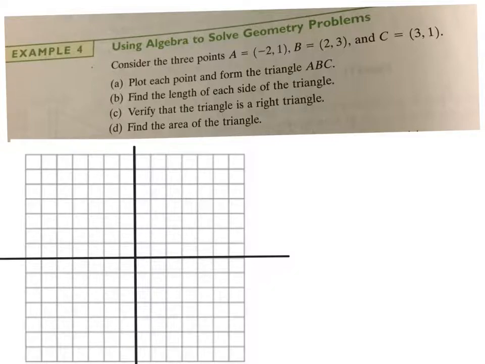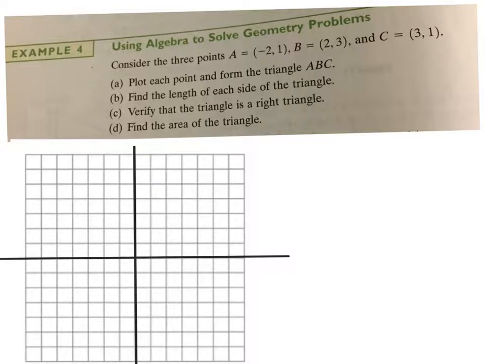Okay, going on now to example 4. This one has 4 parts to it, so this problem will take a little time. But it says, consider the 3 points listed, A, B, and C. First, I need to plot every point and make a triangle. So let's do that first.